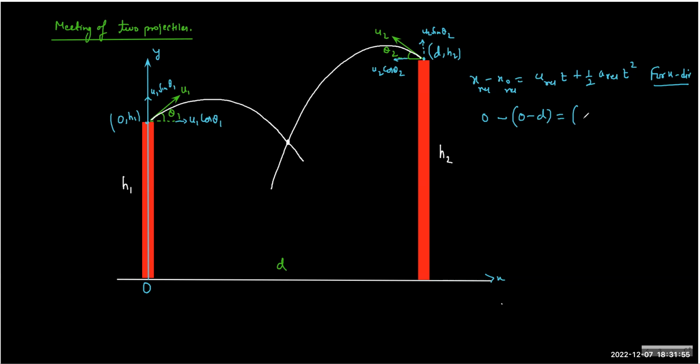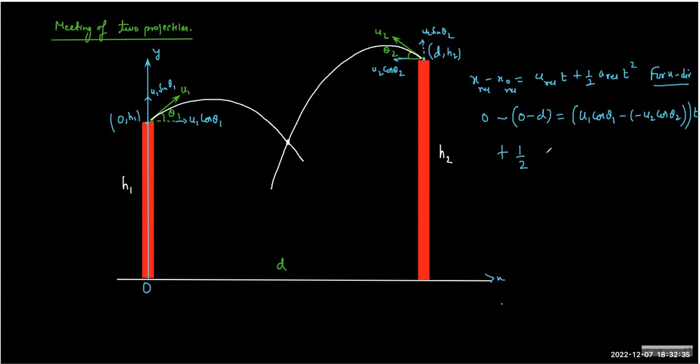How to write 1 minus 2? Because these are vectors, the 1 is u1 cos theta 1, minus u2 cos theta 2. It's minus u2 cos theta 2 because you're writing the x component. You can see it's to the left, so it will become minus in itself. So you have to be careful here. Into t plus half. Now this part is again easy.